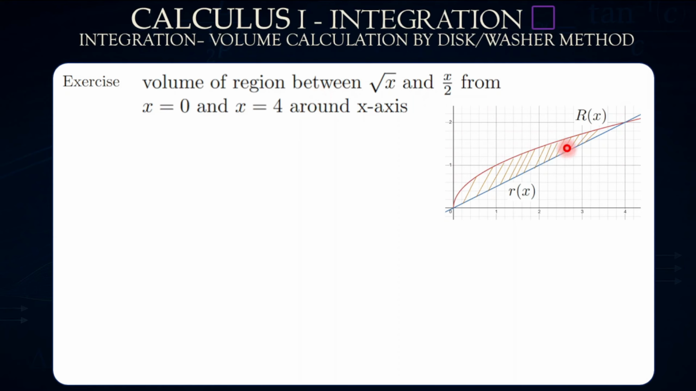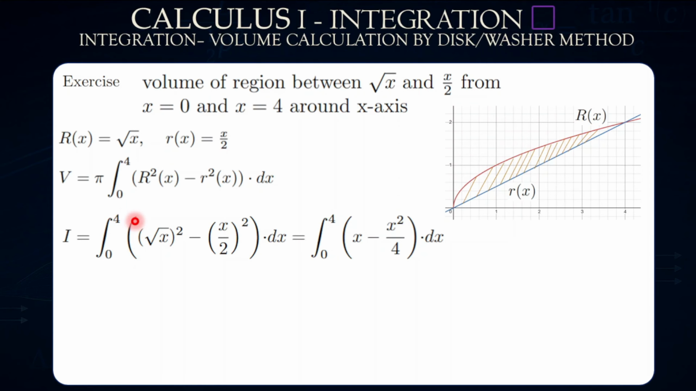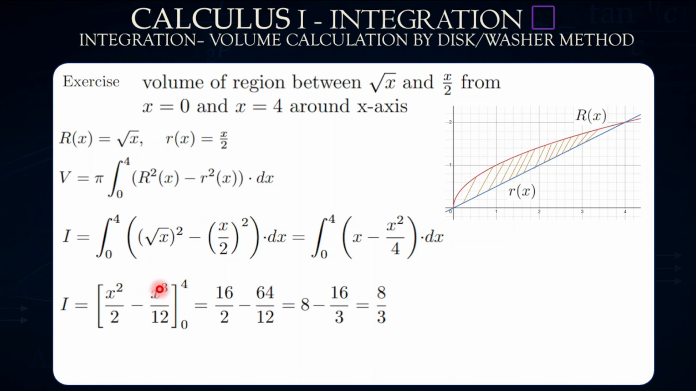So we want to find the volume formed by the rotation of this region enclosed by these two curves around the x-axis. So capital Rx equals square root x, lowercase rx equals x divided by 2. Then the volume is given by pi times the integral between 0 and 4 of capital R squared x minus lowercase r squared x, which is the line, dx. That equals the integral from 0 to 4 of square root of x squared minus x divided by 2 squared dx, which equals the integral from 0 to 4 of x minus x squared divided by 4 dx.